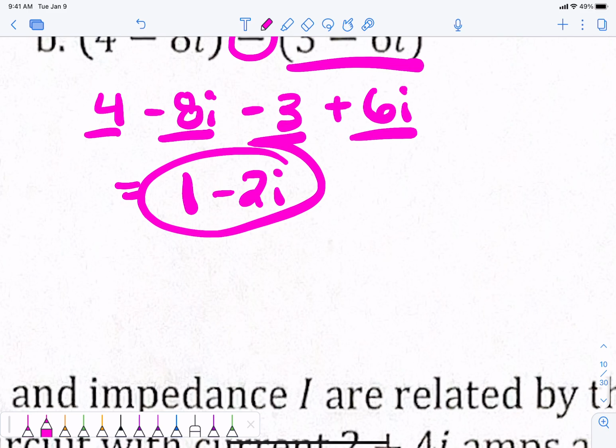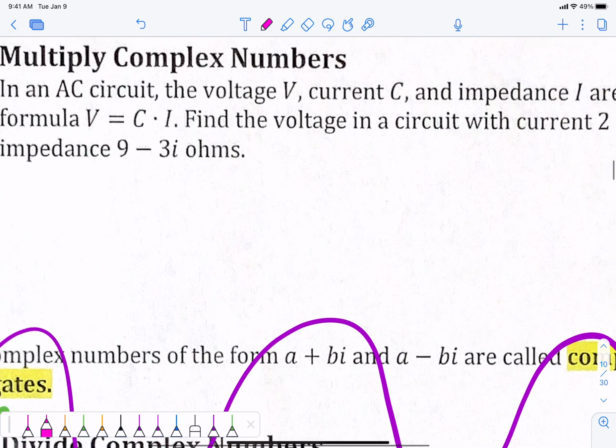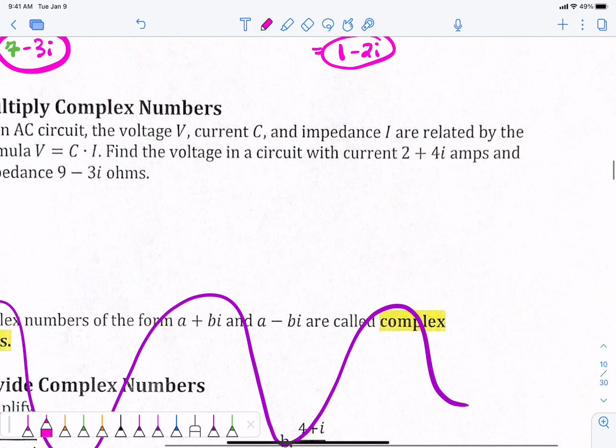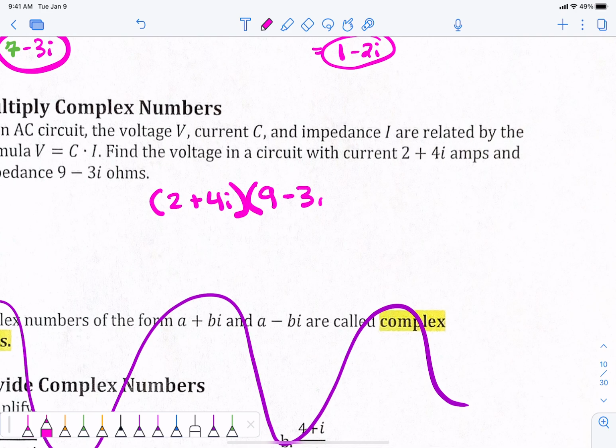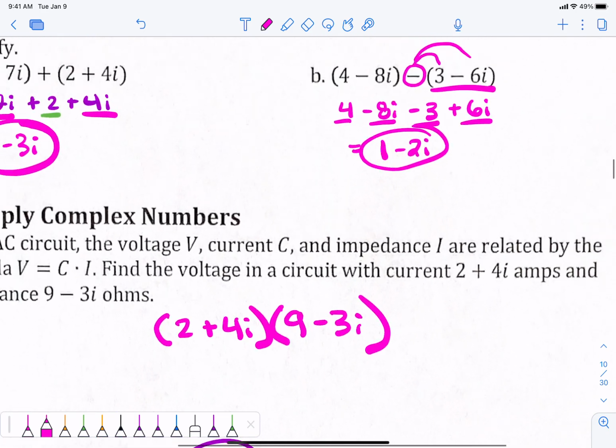Now, you're really going to like the multiply one. I really like the multiply one a lot. I'm going to skip the story problem because on the homework assignment you don't have a story problem. What you're really trying to do is take 2 plus 4i and multiply by 9 minus 3i.